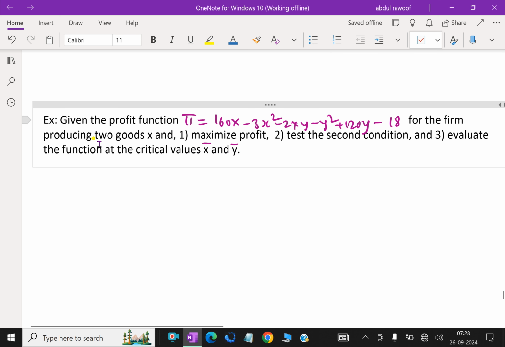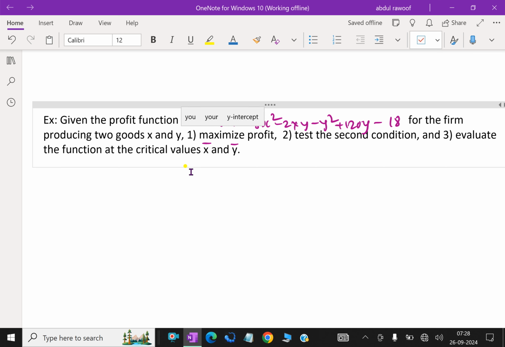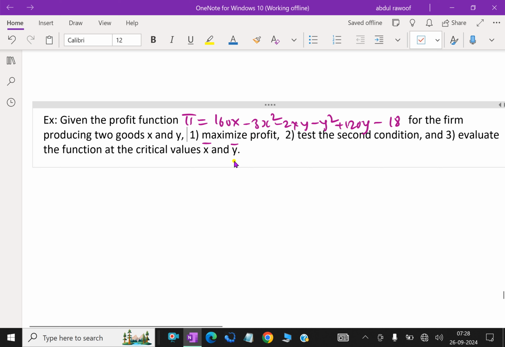Look at this question. Given the profit function pi equals 160x minus 3x squared minus 2xy minus y squared plus 120y minus 18 for the firm producing two goods x and y. First, maximize profit. Second, test the second-order condition. And third, evaluate the function at the critical values x bar and y bar.